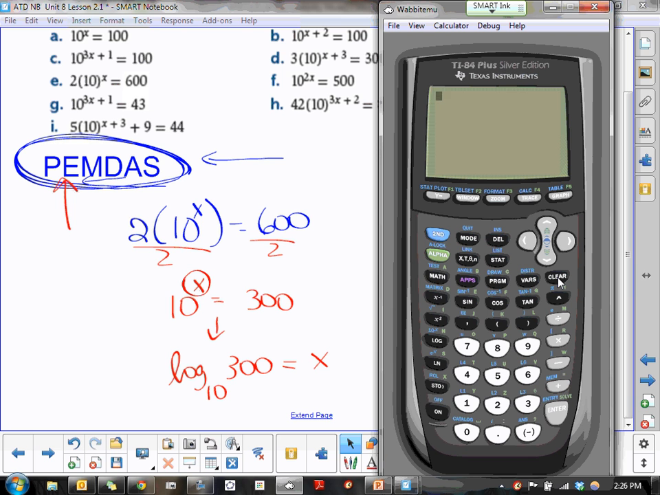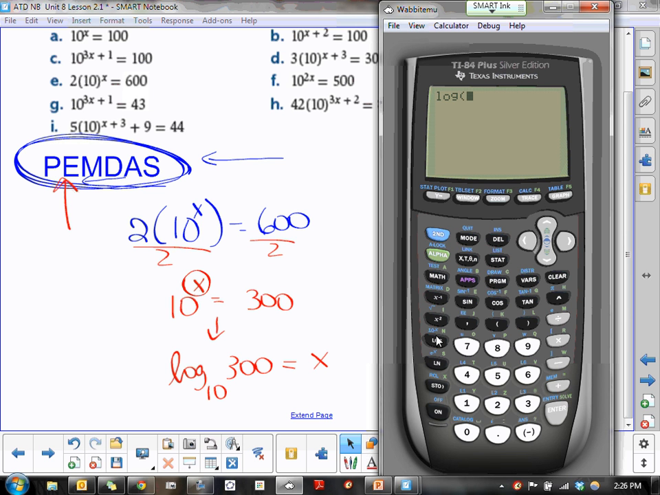Log, there's your LOG key. This LOG key is only good for log base 10. You understand that? Not a log base 2, not a log base 3. It's only good for log base 10.